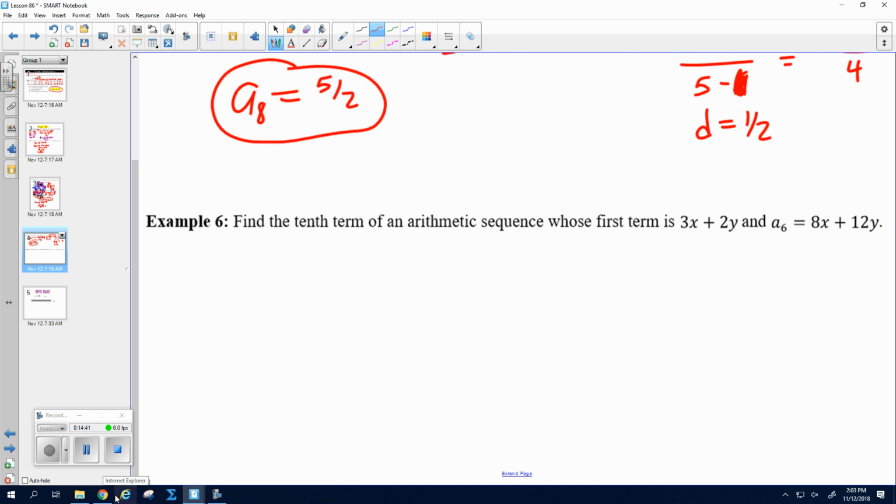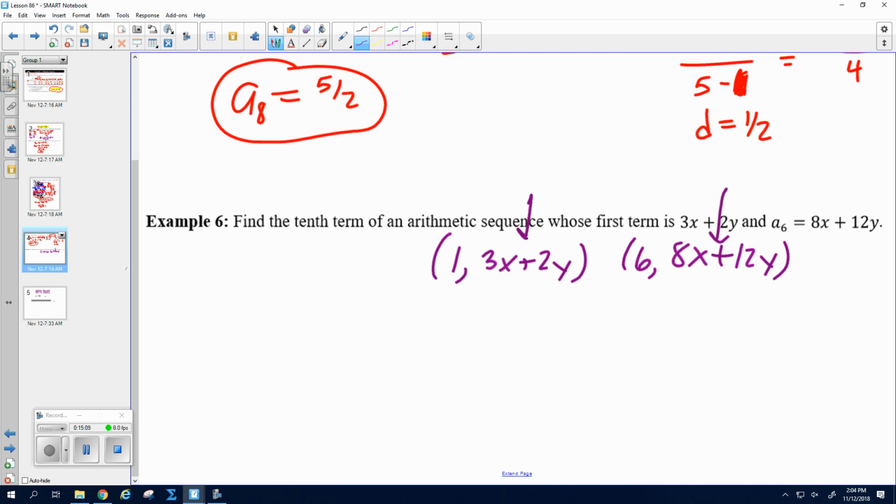Okay, find the 10th term of an arithmetic sequence whose first term is that and whose 6th term is that. So we just need to find d again. Let's do it the slope way. The first term is 3x plus 2y, and the 6th term is 8x plus 12y. So I'm going to do the y minus the y. I'm going to start with this y and subtract this y. So I have 8x plus 12y. When I subtract this, you got to subtract the whole thing: negative 3x minus 2y. Everybody good with that?